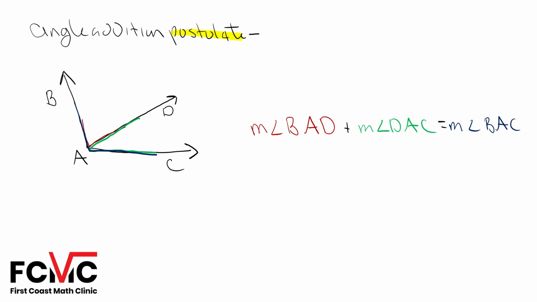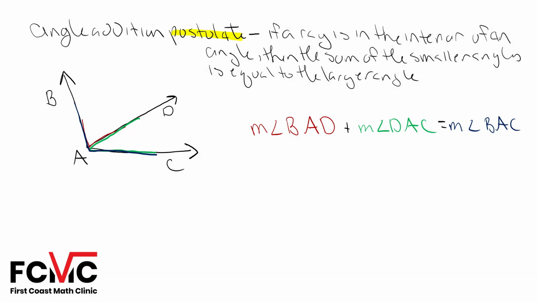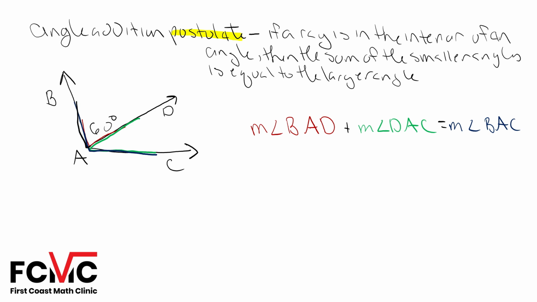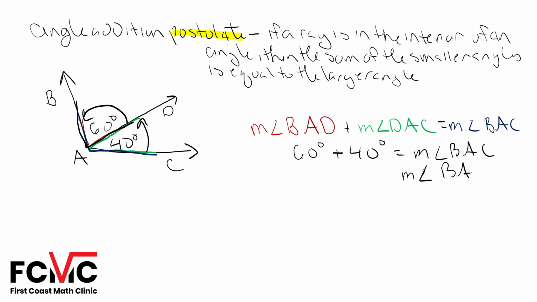Let me write out the angle addition postulate in words up here. Let's rewrite this as: if a ray is in the interior of an angle, then the sum of the smaller angles is equal to the larger angle. So for example, let's say we've got 60 degrees here for angle BAD, and we've got 40 degrees here for angle DAC. Then using our angle addition postulate, we could say 60 degrees plus 40 degrees equals the measure of our larger angle BAC, and then our larger angle BAC has to be 100 degrees.